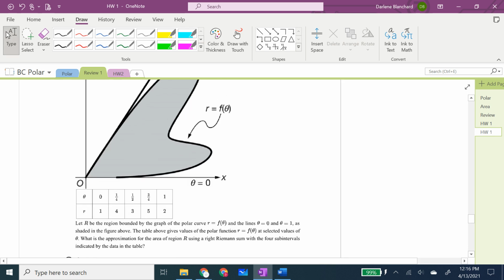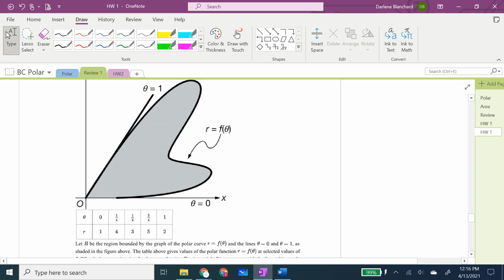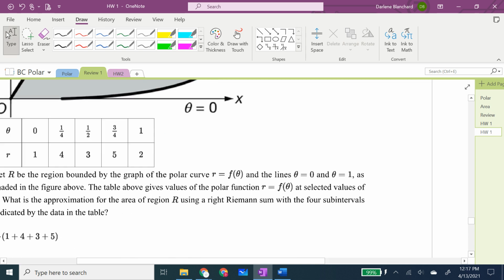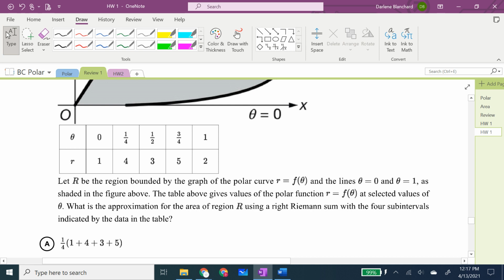Next problem. Don't panic. You have a graph. You have a table. Let's see what it says. Super important: right Riemann sum. So what exactly is a right Riemann sum?